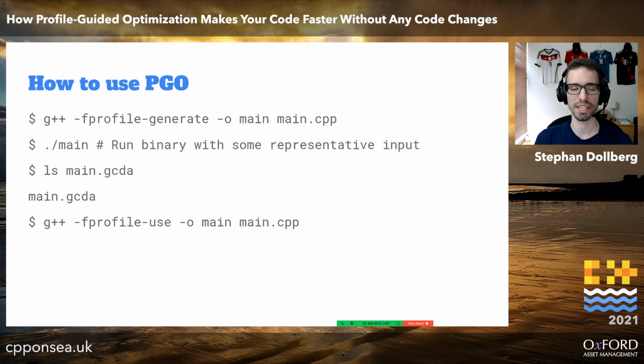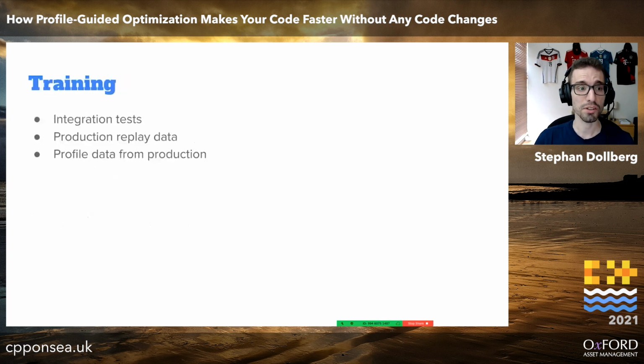The only really important thing is this comment which I have here: to run the binary with representative input. Because as you might imagine, if we train the binary on wrong input, then the compiler will optimize for the wrong cases. So what are good things to use for training? From my experience, if you have good testing for your application, then you will have an easy go with this, because you can use these kinds of tests for PGO training as well.